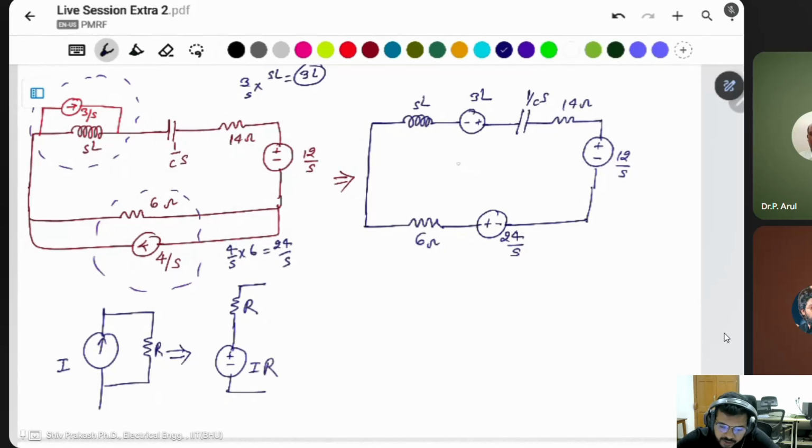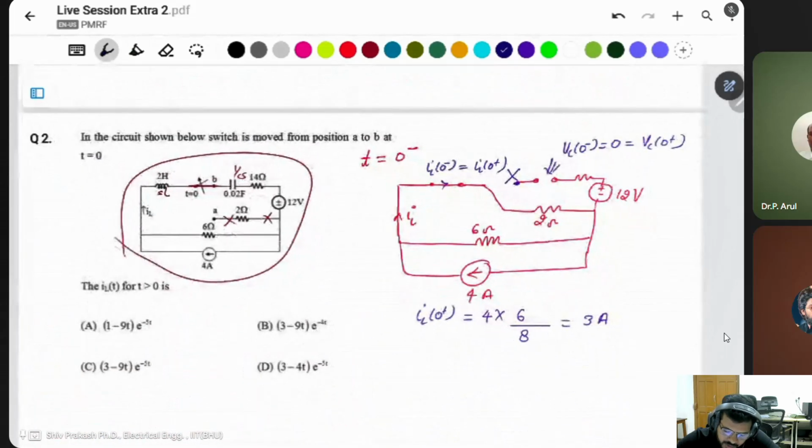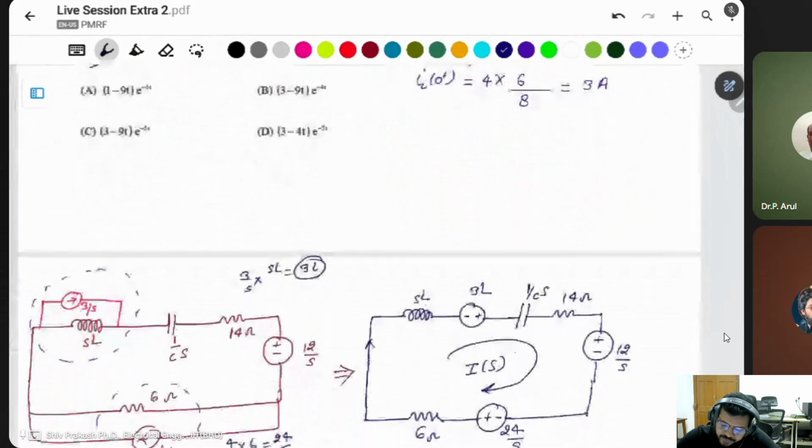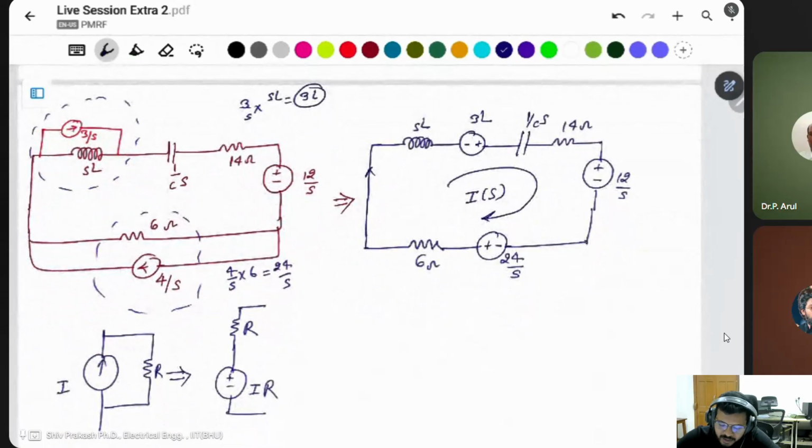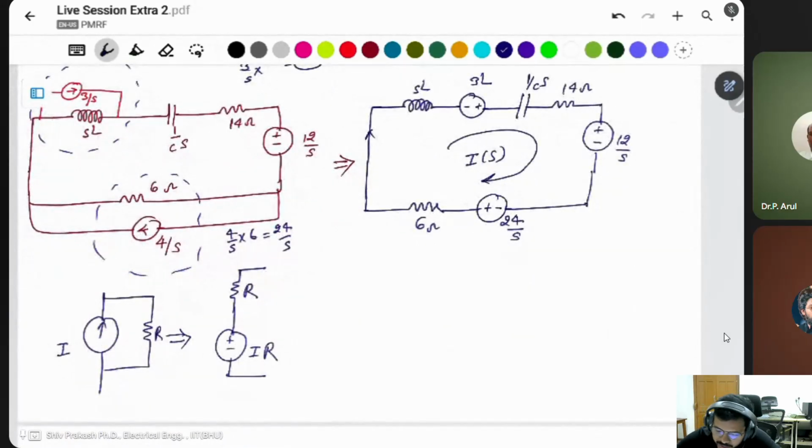You have to find the current IL. It is the same as this current. Asking about the current IL, this current, this current is the same as IS only. That's why you can find the IS. Use the KVL.